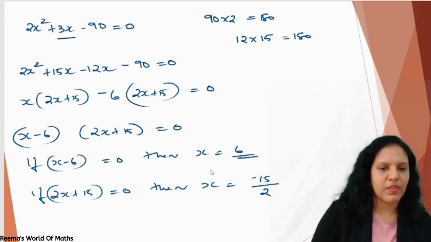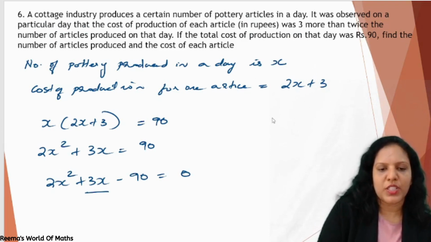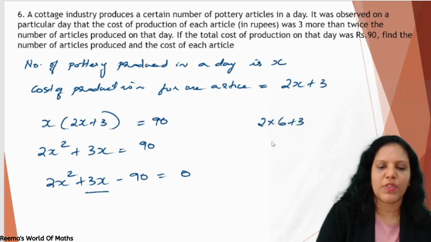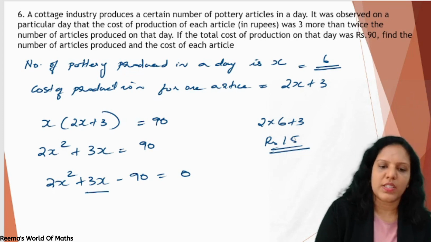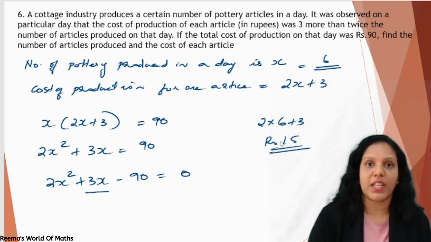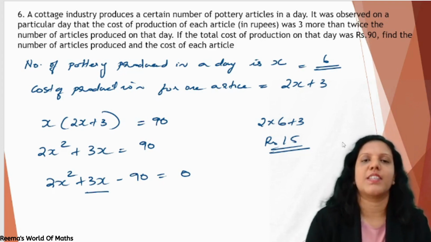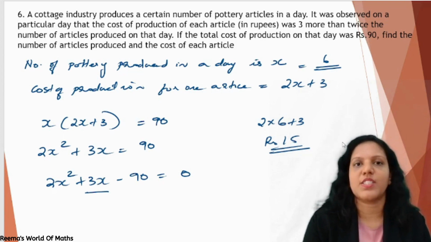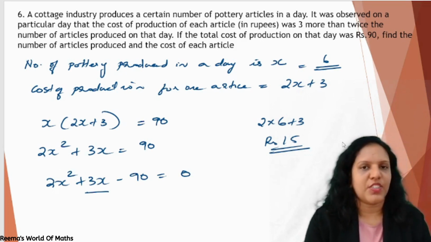So if the number of pottery produced in a day is 6, the cost of production will be 2 multiplied by 6 plus 3, so the cost will be 15. Correct? 15 rupees, and x is 6. The number of articles is 6, and the cost per pottery article is 15. I hope you are clear on the second exercise, which is to form the quadratic equations and to find the roots using the factorization method.